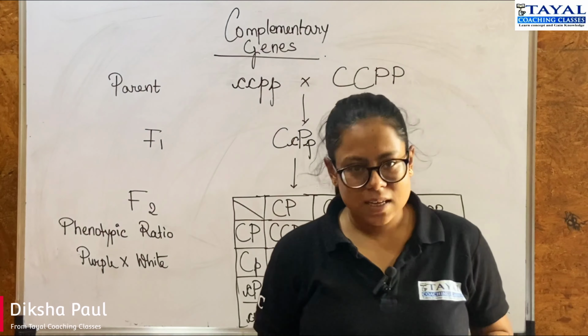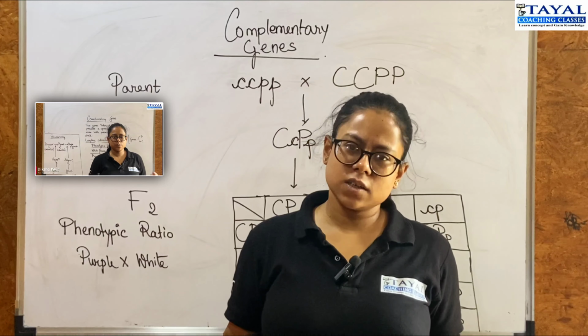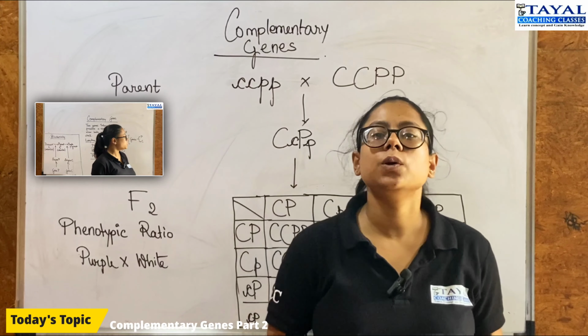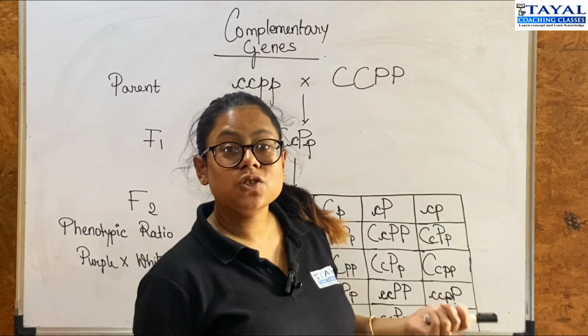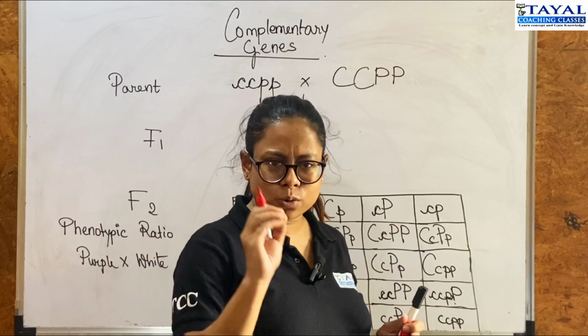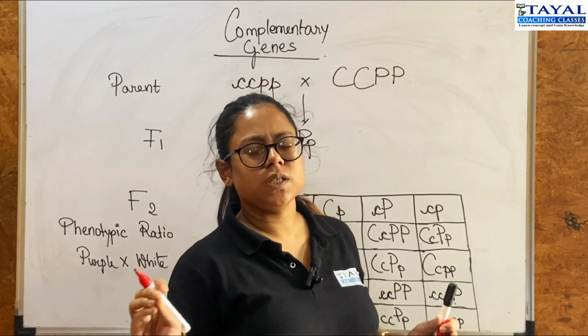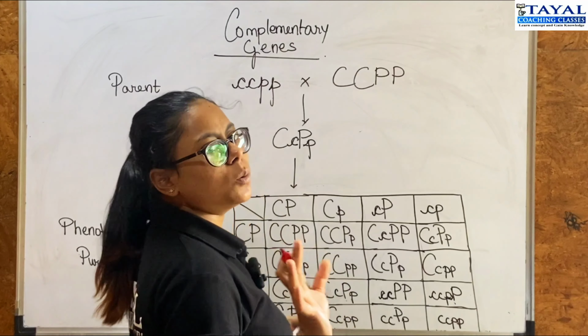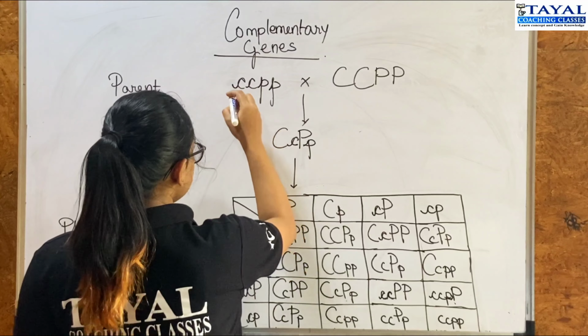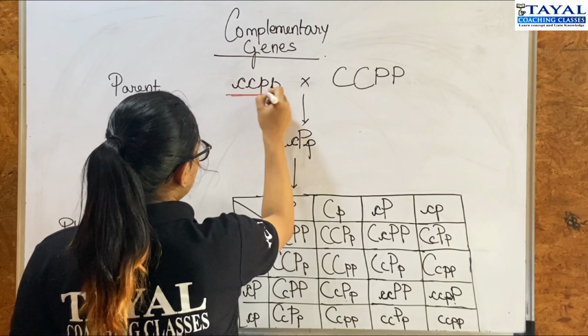Hi guys, so in the last video we did the concepts of complementary genes. Today we will be looking at the Punnett square of it, right? So let's quickly recap. Complementary genes are genes in which two would give you a particular phenotype, right? Two genes present in a dominant state would give you a particular phenotype. So for this, let's start with the cross.